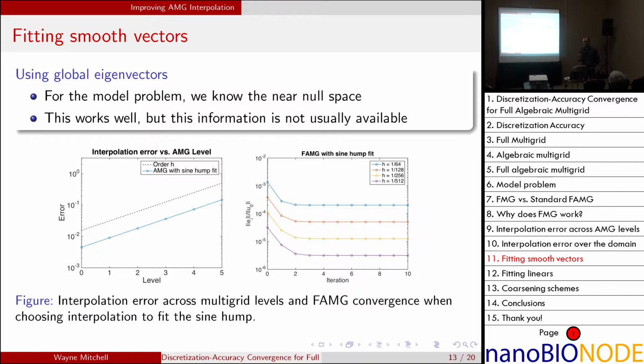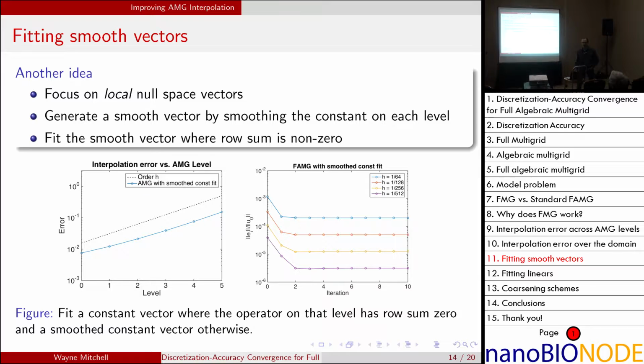And our focus is really to try and find some cheap fix to AMG interpolation to recover these nice properties that we get out of the geometric hierarchies. So you could go full adaptive, but that may be overkill, right? So what's another idea? Another idea is to focus on local null space vectors. Rather than try and go after global near null space guys, what about local null space?